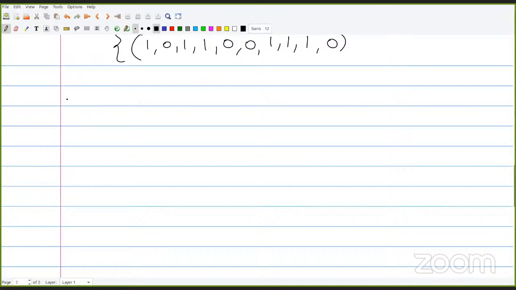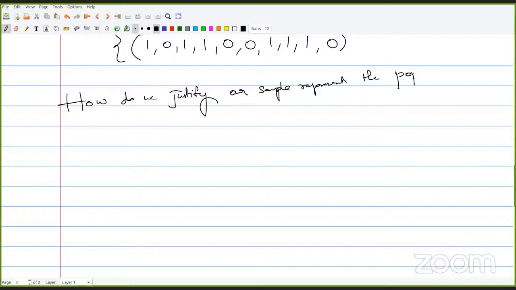How do we justify? Whatever sample I took, how do we justify that our sample represents the data, represents the population? How it properly represents the data. How do we justify this?